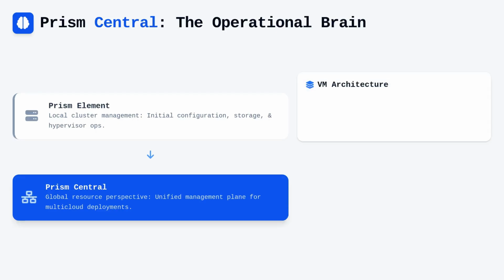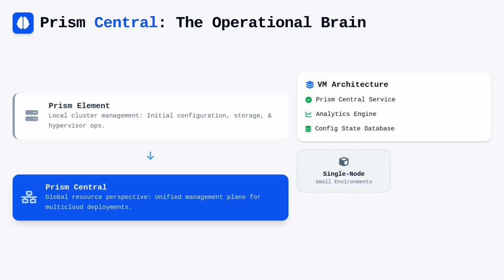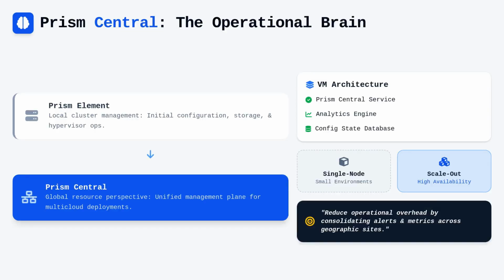The architecture of a Prism Central VM involves a specialized distribution of services, including the Prism Central service itself, a dedicated analytics engine, and the necessary database components to maintain configuration state. Deploying it requires you to choose between a single node setup, which is common for smaller environments, or a scale-out deployment, which ensures high availability and increased capacity for intensive monitoring tasks. Regardless of the size, the core objective is to reduce operational overhead by consolidating alerts, performance metrics, and configuration tasks across diverse geographic sites.